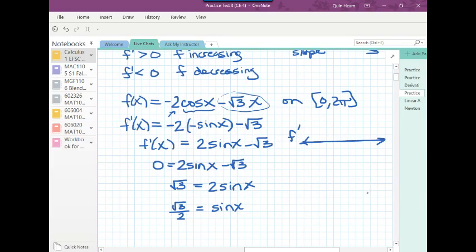All right, so this involves solving a trig equation. We have to keep in mind that we were given an interval from 0 to 2 pi. So I'm just going to draw a little picture here. Or actually, you know what? Let's pull up a nice picture of the unit circle here.